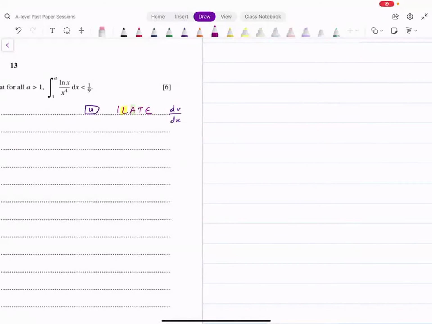Let me write down the formula. The formula is integral of u into dv over dx with respect to x. That equals u into v minus integral of v du over dx with respect to x. ये इस तरह से फॉर्मूला शीट में दिया होता है.